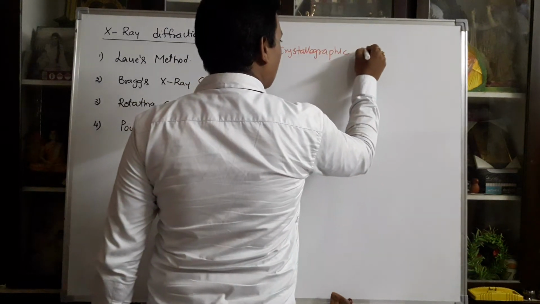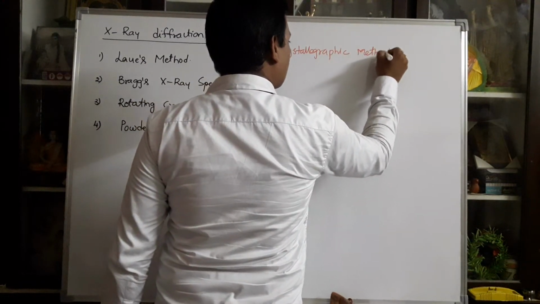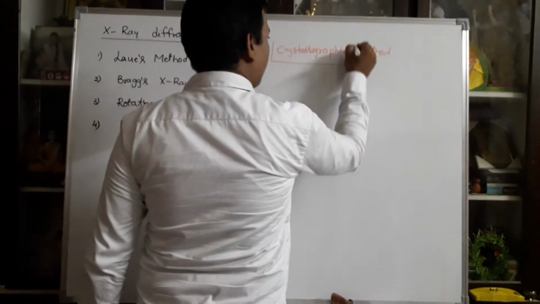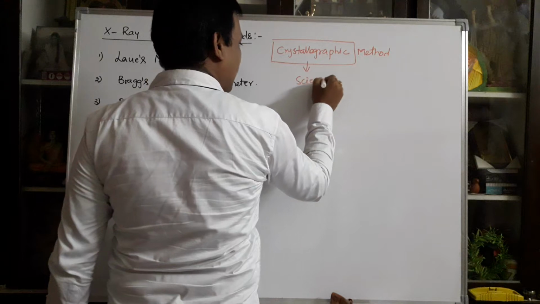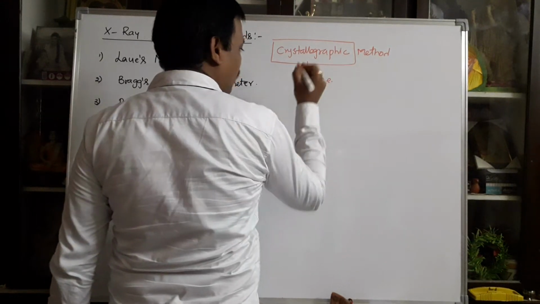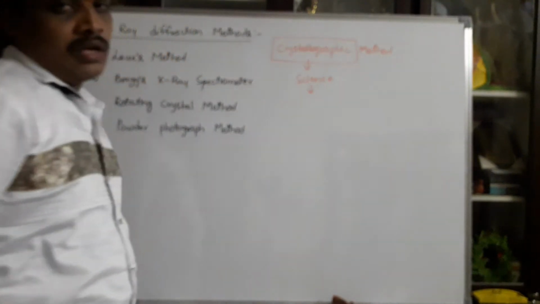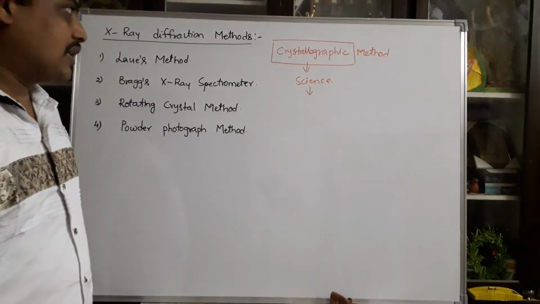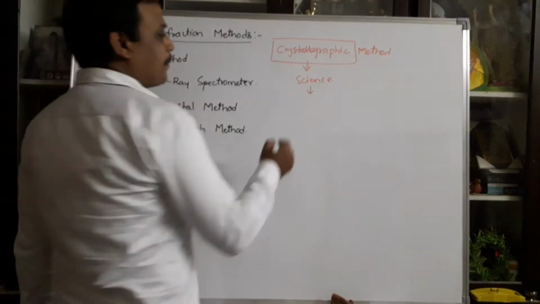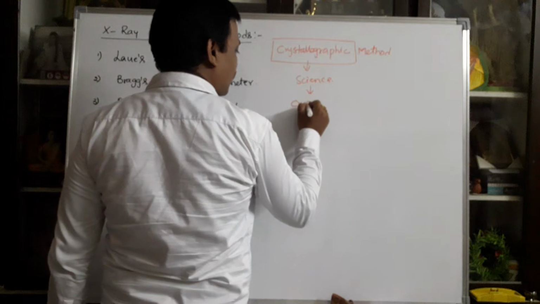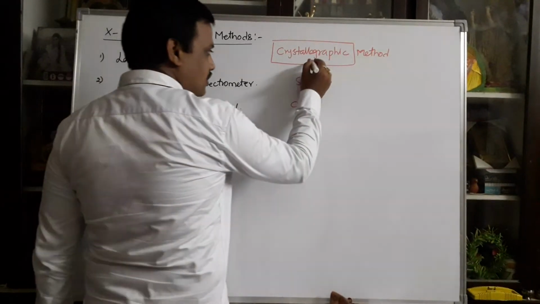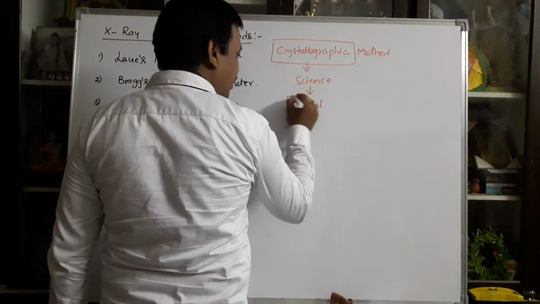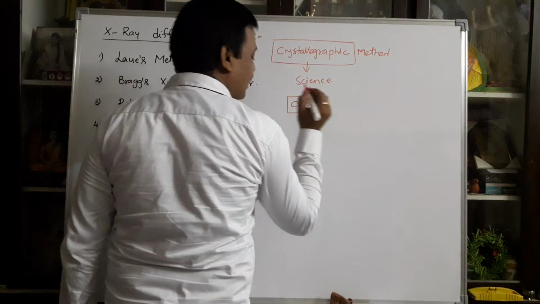Crystallographic methods. What is crystallography? Everyone knows crystallography is the branch of science which can completely give the information about the physical and chemical properties of the nature or structure of crystals. That science can be called crystallography. So, according to crystallography, you can give the complete information about the structure of the crystal.